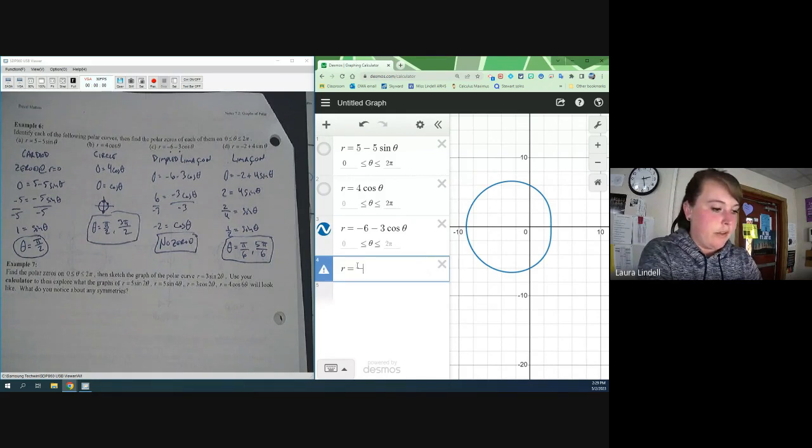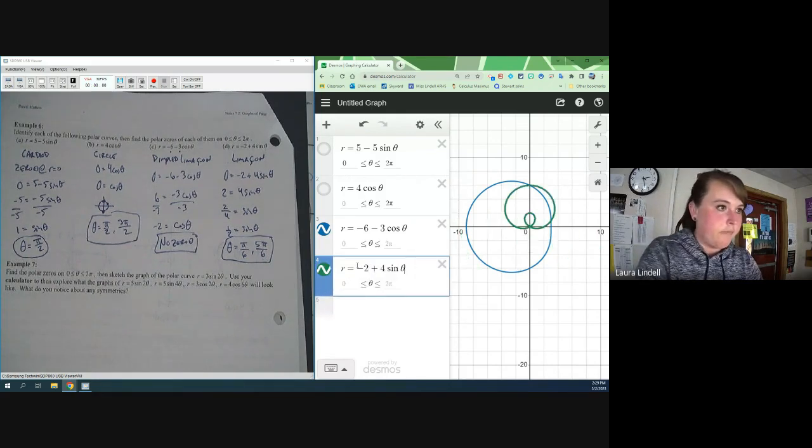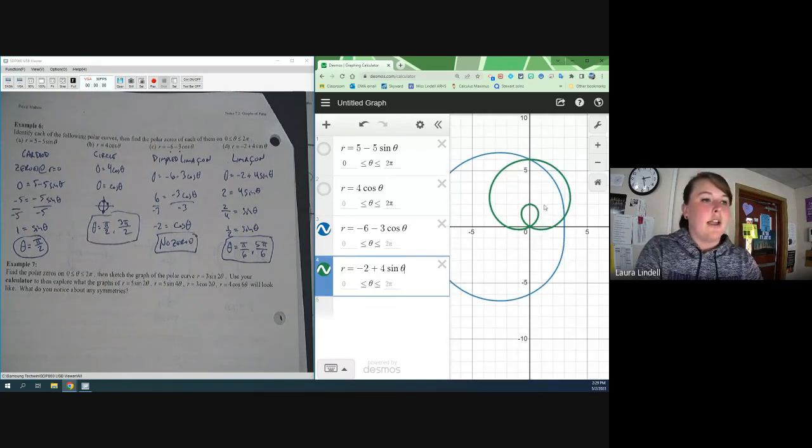r equals -2 plus 4 sine theta. All right, and so we can see this one traces out. We hit the pole here, and then we loop around and we hit the pole again. So right here where it crosses like that, that's going to indicate 2 polar zeros. So that makes sense that we would have zeros there.